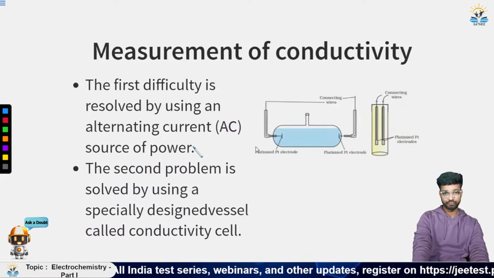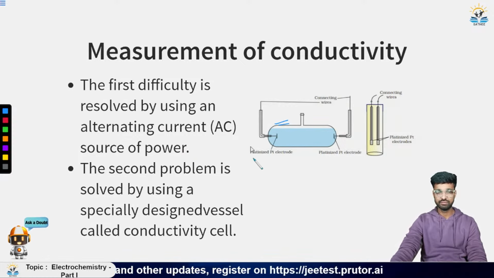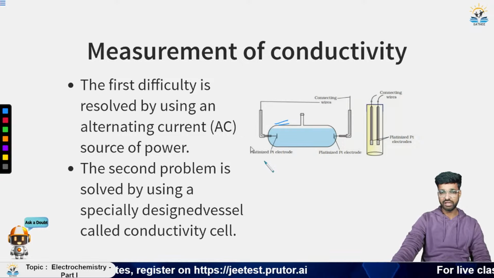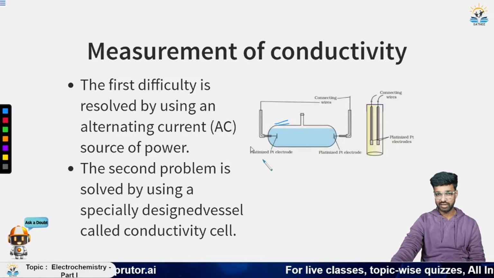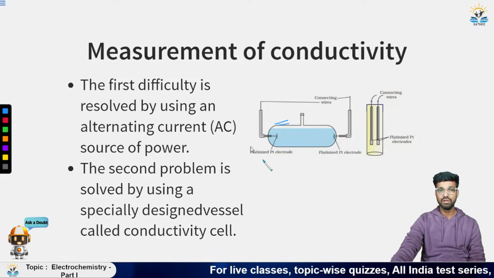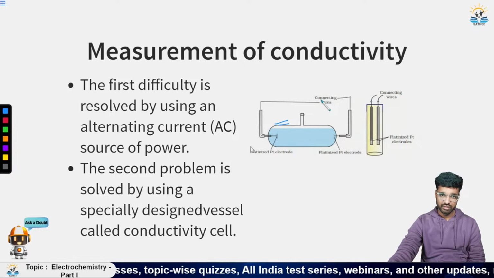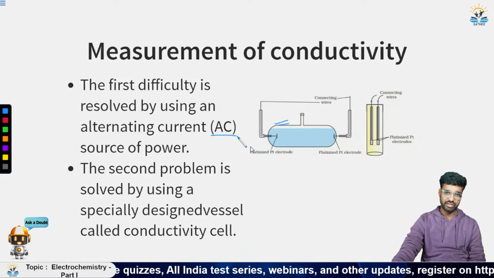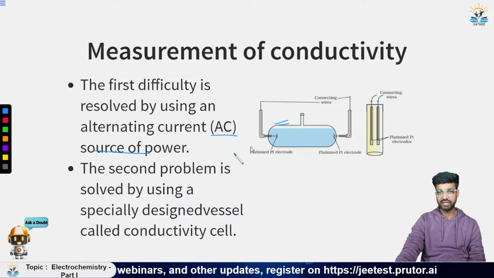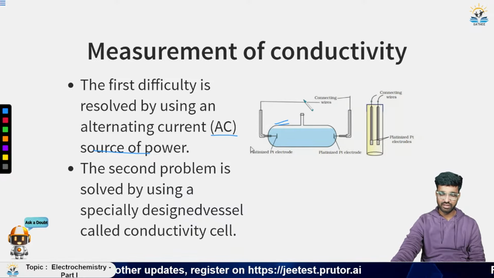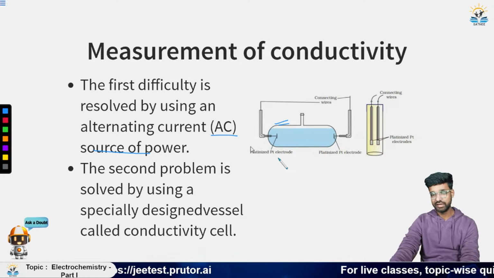So what do we use? We use what is called a conductivity cell. It is a standard cell to calculate the conductivity of a given electrolyte that we have. How we do it is that the first thing we do is use AC current in place of DC current for this conductivity cell. So we are using this conductivity cell and this AC current. Now how do we use it to calculate the thing?